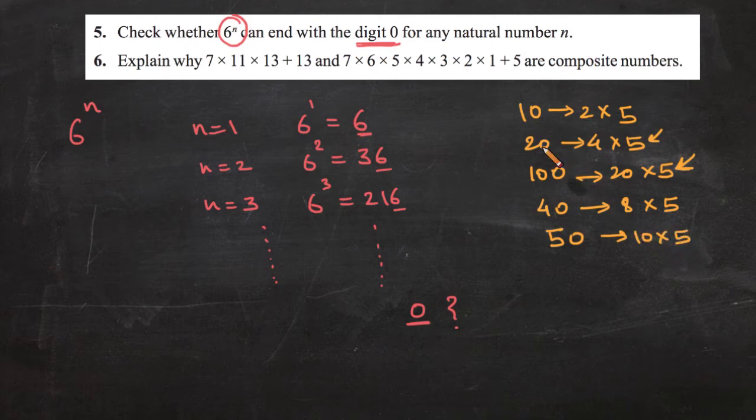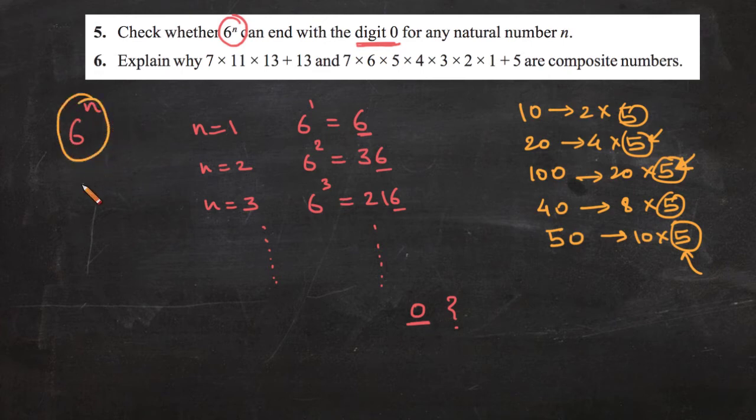So irrespective of what that number is, if it is ending in 0, it will definitely have 5 as one of its prime factors. So from this I can say that if a number ends with 0, it will definitely have 5 as one of its prime factors. Now let's talk about numbers which are in this form. What would be the prime factorization of such numbers? So let's try to simplify.